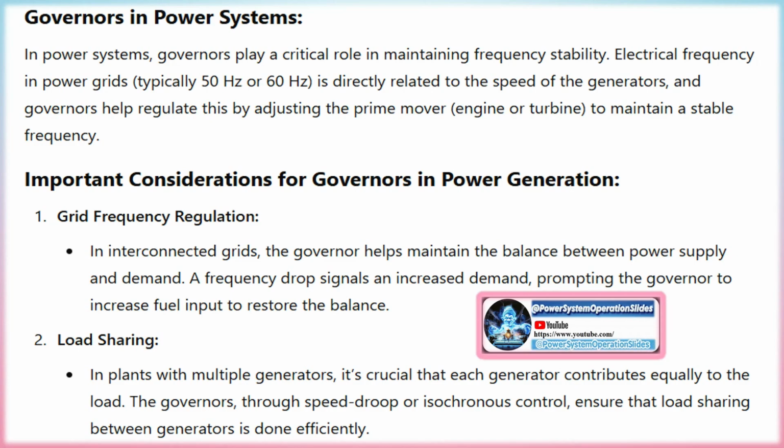Automatic paralleling systems improve the reliability of power generation by reducing the risk of human error and ensuring smooth transitions during load changes or generator startups. They also help optimize fuel consumption by allowing generators to share loads efficiently, reducing the overall operational costs of power systems.